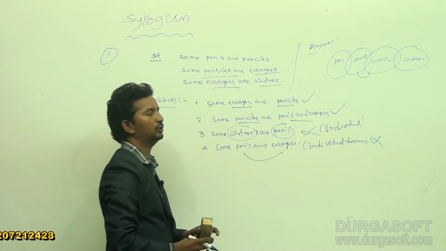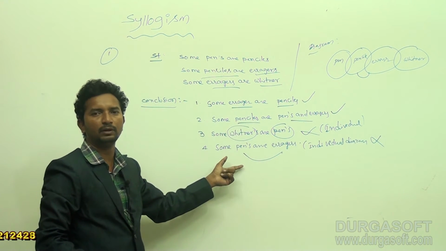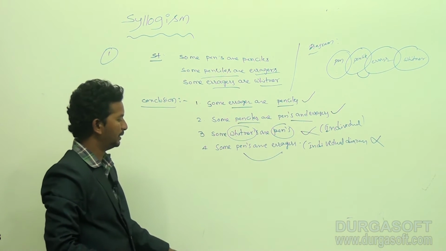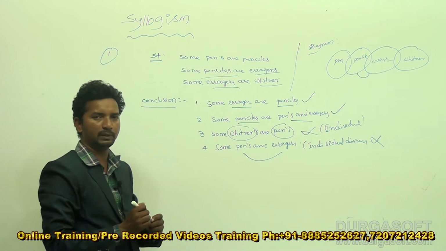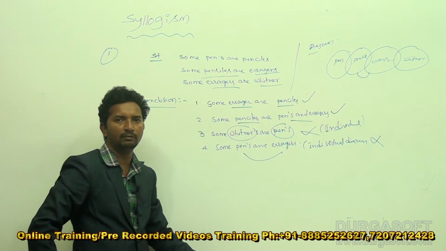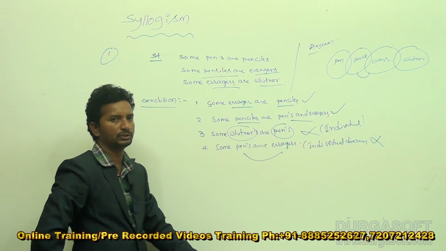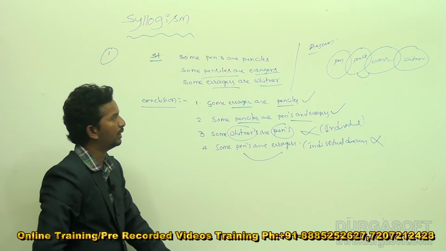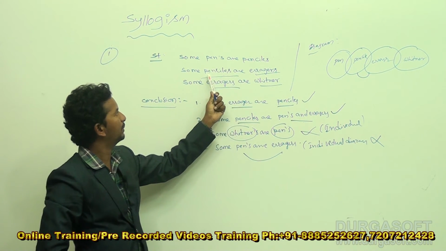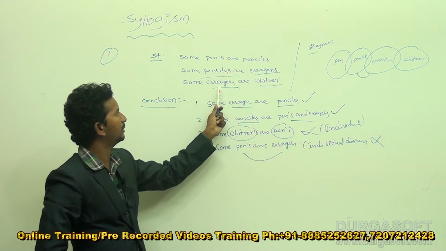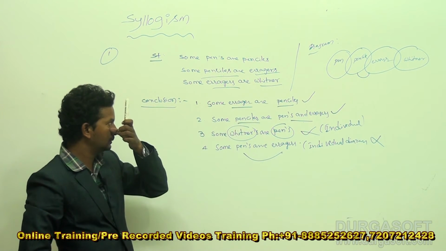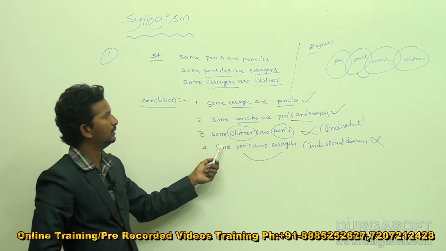So these are the individual diagrams. So it will never follow, "some" here. Once again I will repeat the question and explain the conclusion. Which conclusions will be true diagrammatically? Now check it again. My question is: some pens are pencils, some pencils are erasers, some erasers are whiteners. Now these are the conclusions.